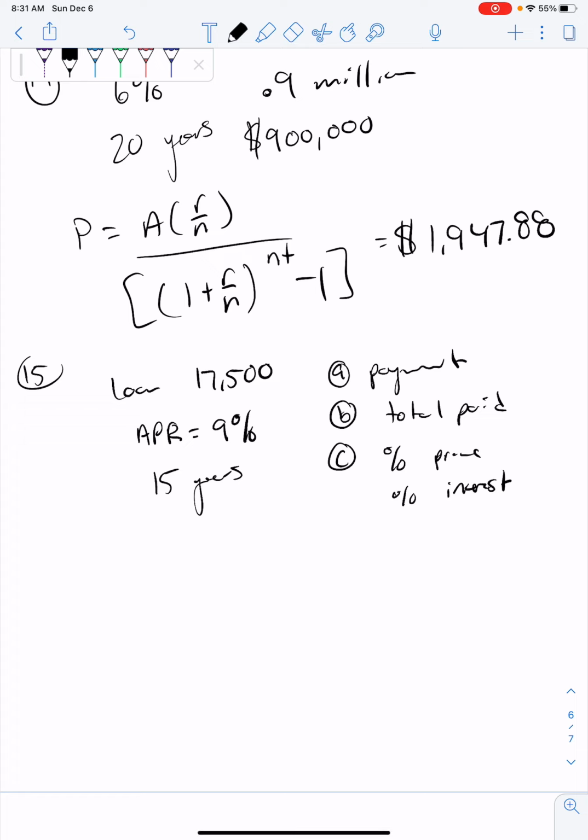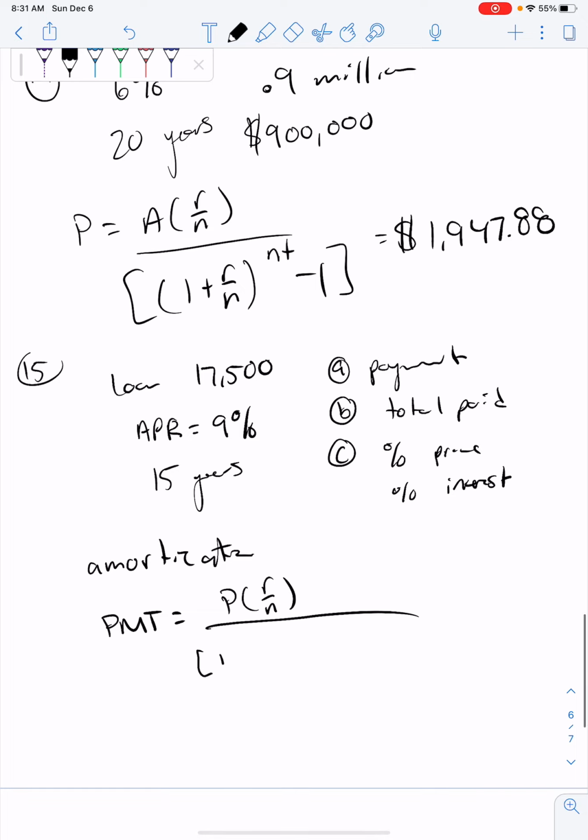Okay, so there's a lot going on in this problem. First things first, monthly payment. Now, I am borrowing money. I'm not putting money in a savings account. So this is an amortization problem, so you should be using your amortization formula. The one that I'm using, I'm looking for the payment. So PMT equals P times R over N, all divided by bracket 1 minus 1 plus R over N raised to the negative NT.